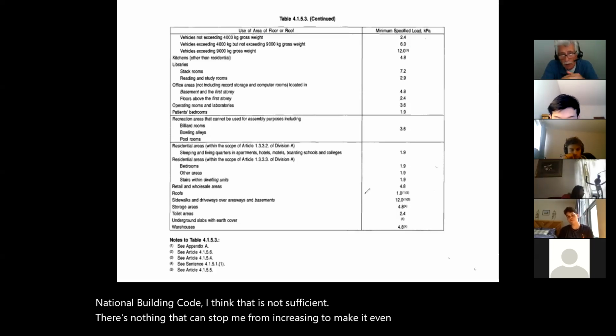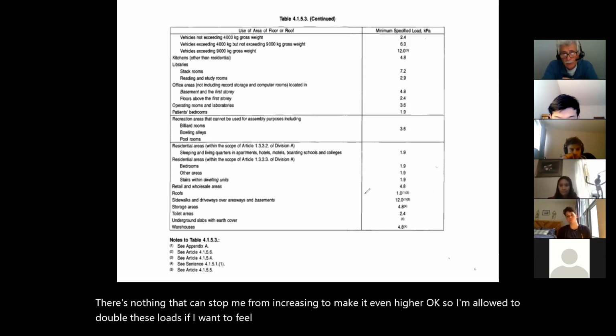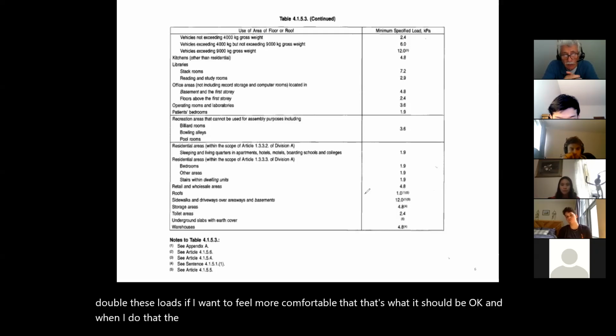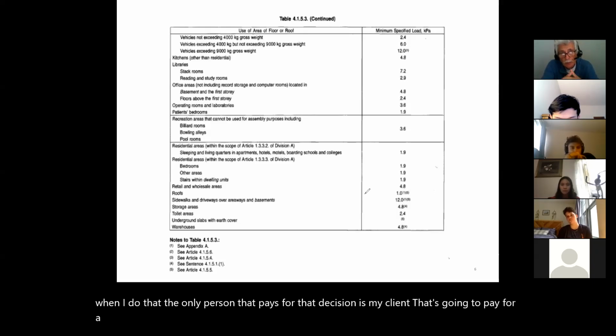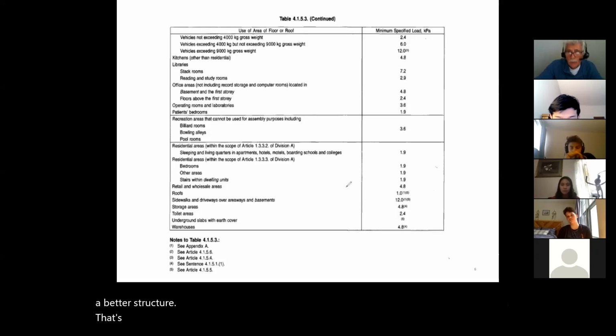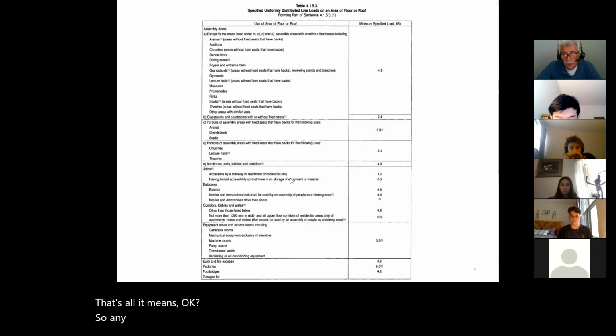Okay, so I'm allowed to double these loads if I want to feel more comfortable that that's what it should be. Okay, and when I do that, the only person that pays for that decision is my client, who's going to pay for a better structure. That's all it means. Okay. So, any questions on these two tables?